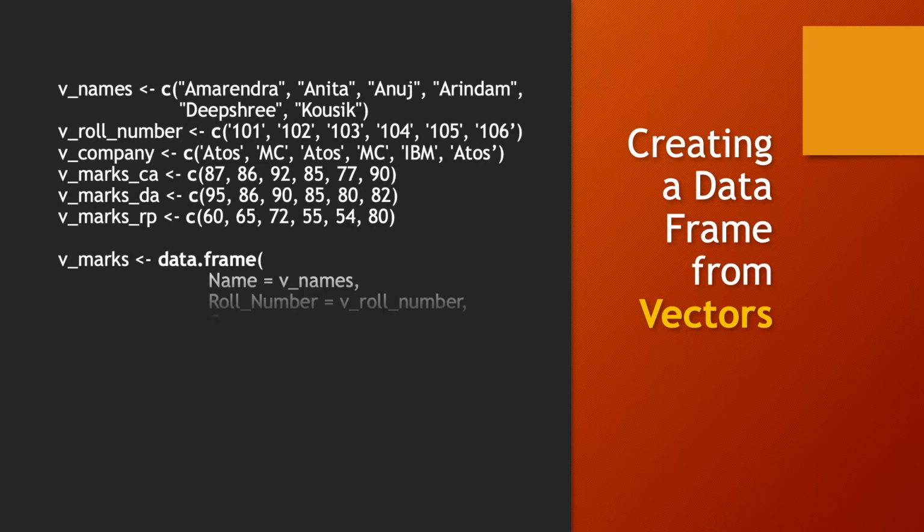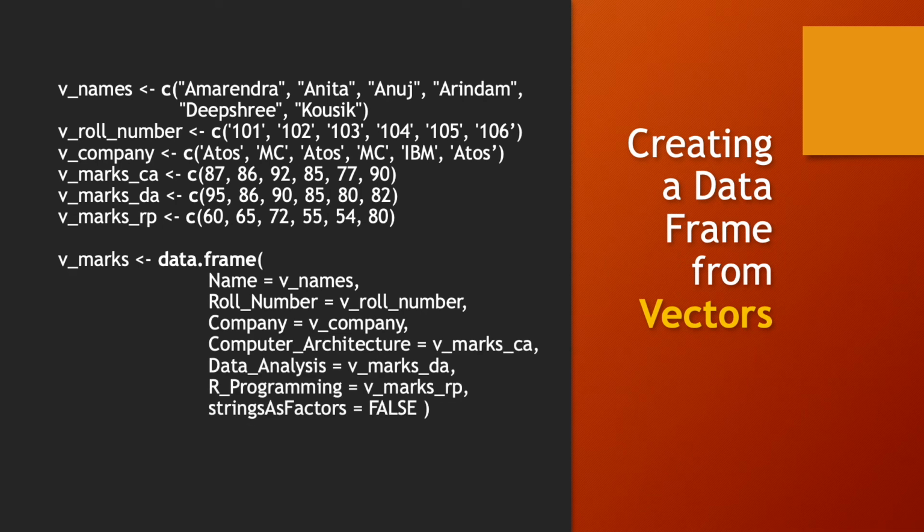So what we can do is that first we can create the vectors. So here I've created 6 vectors. The first vector is called v_names, and you can see that I have created 6 elements in this vector. Similarly, I have created a vector called v_roll_number, and there are 6 elements in that as well. Then there are 4 more vectors: v_company, v_marks_ca, v_marks_da, v_marks_rp, and each of these vectors has 6 elements in it.